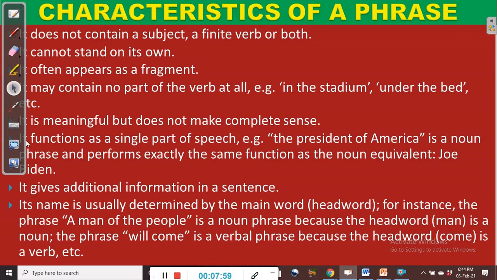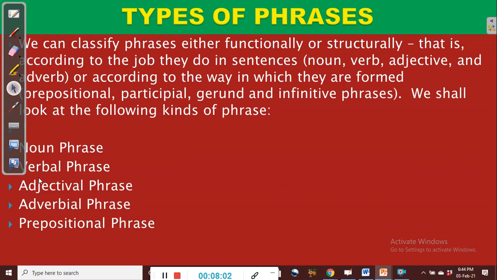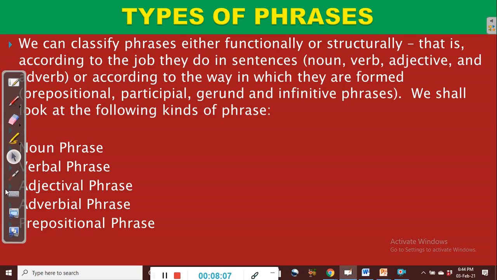Now let's move on to look at the types of phrases. We can classify phrases either functionally or structurally, that is, according to the job they do in sentences. If we classify them functionally, we'll be talking about noun phrase, verb phrase, adjective phrase, or adverbial phrase. If we classify phrases according to the way in which they are formed, we can talk of prepositional phrase, participial phrase, gerund, and infinitive phrases.